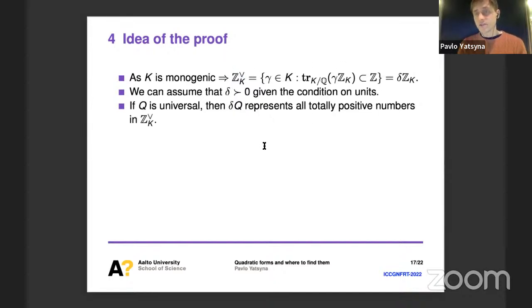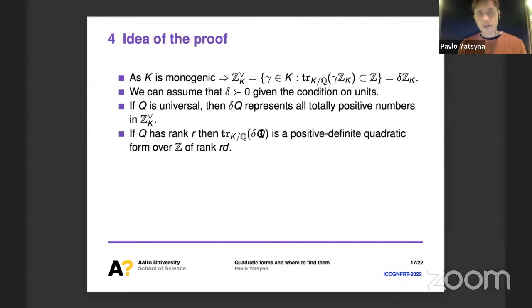Now, because of that, we can take the trace of our delta Q, and this is going to be an integer matrix now. So if Q has rank r, then the trace of delta Q is going to be a positive definite quadratic form over rational integers, and its rank is going to be r times d. Right, so d is fixed because d is just the degree of our extension, and r is the rank of our quadratic form. So r times d is fixed. Now what we want to have a look at is the smallest elements with respect to trace in this codifferent.